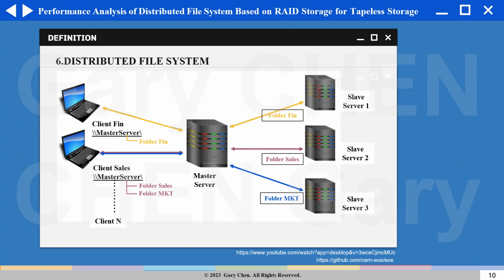Fourth, forwarding to slave server. The master server forwards the access request to the slave server responsible for managing the target folder sales. For example, if the sales client requests folder sales, the master server forwards the request to the slave server managing folder sales.